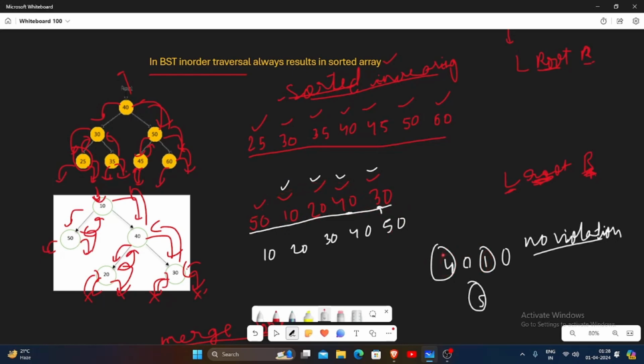So can I say these violations are nothing but the number of inversion count? These violations are nothing but the inversion count.